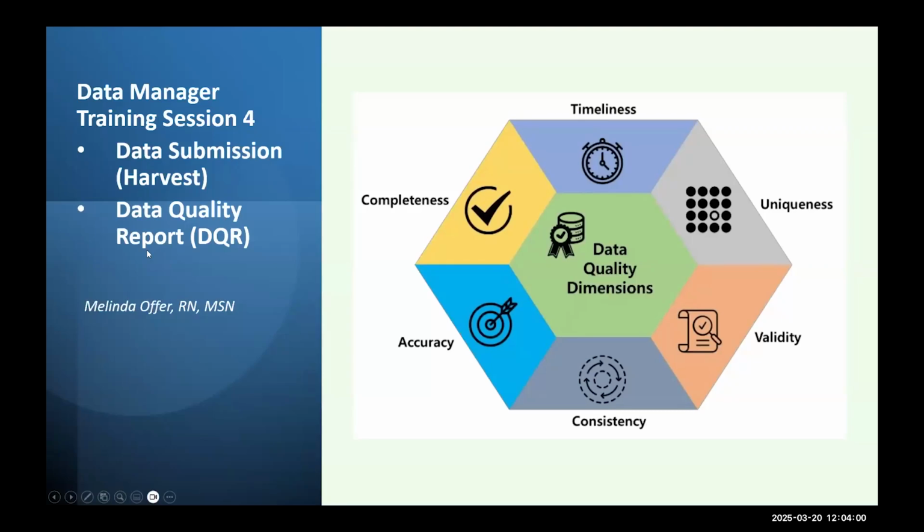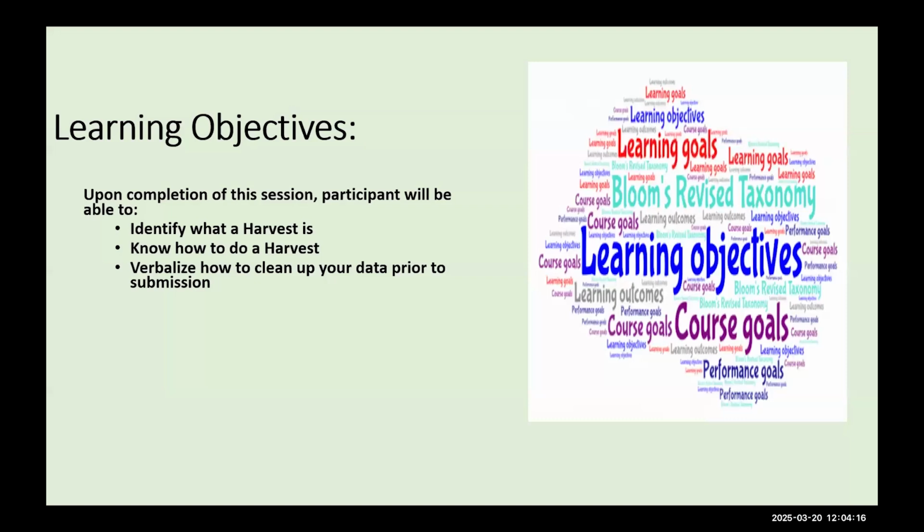Today we're going to be talking about data submission, which we call the harvest. And we're going to be talking about the data quality report and dive deep into this so that people have a better understanding of how to do this. So our objectives: we're going to identify what a harvest is, we're going to know how to do a harvest, and we're going to be able to verbalize our resources for cleaning up our data prior to submission.